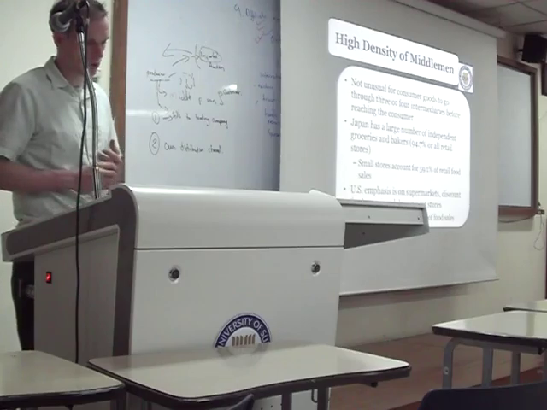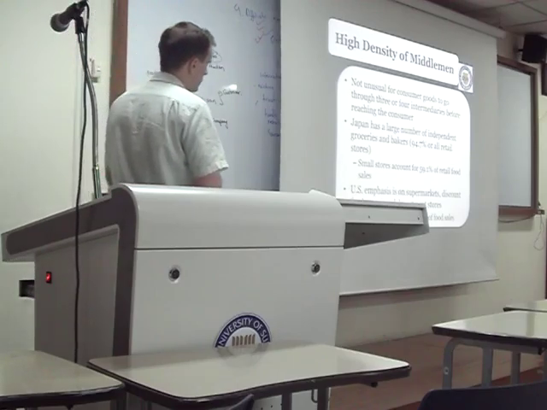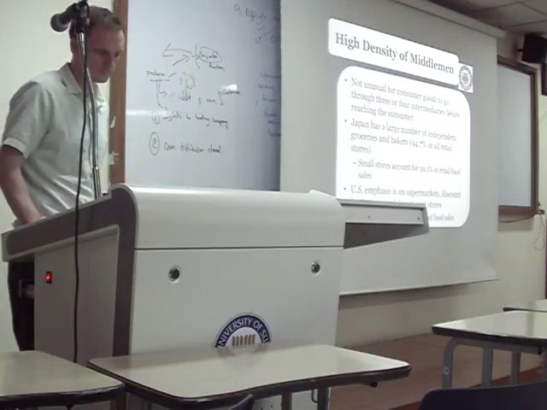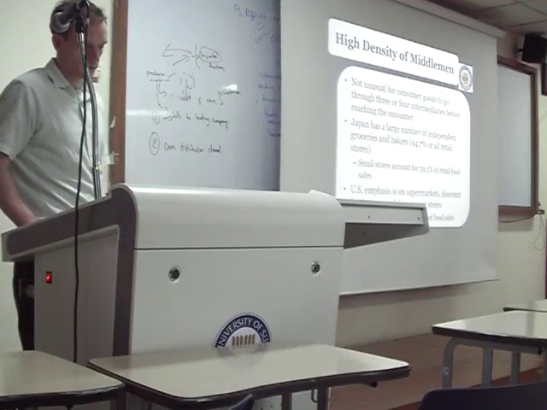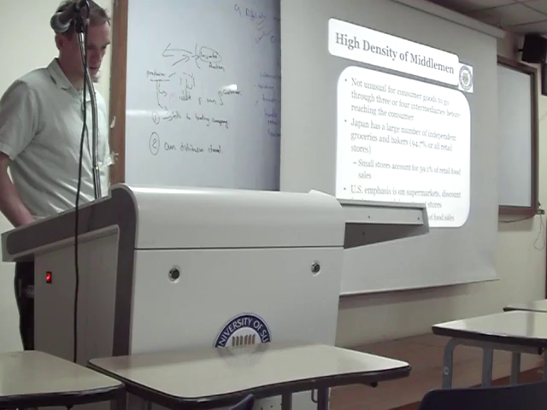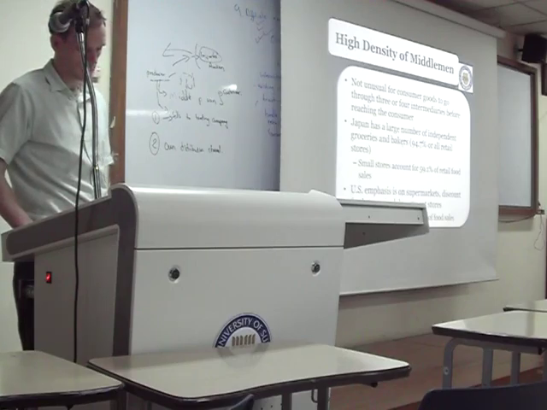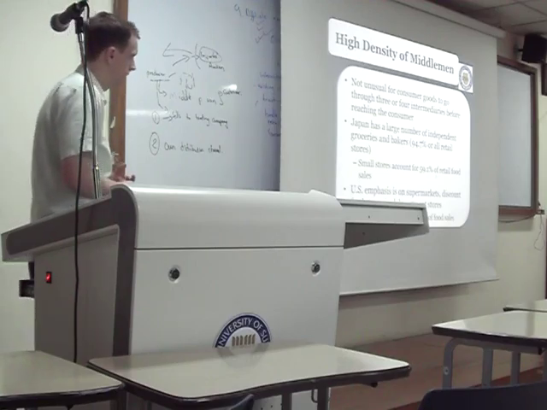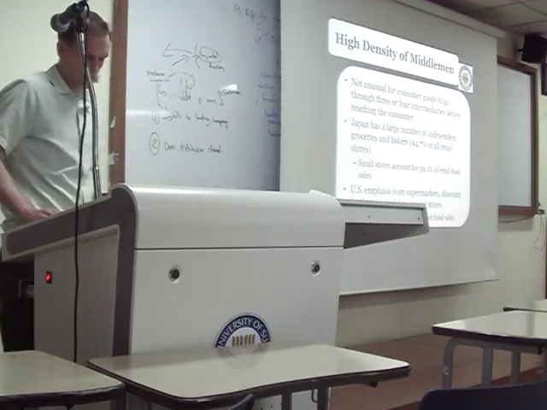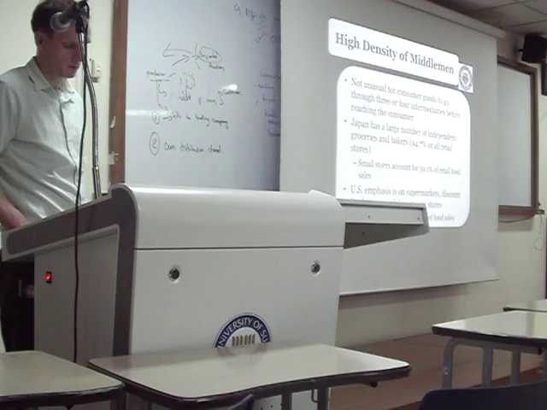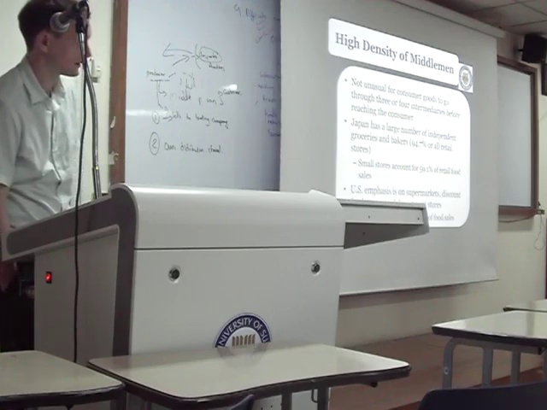In Japan, it's not unusual for the consumer goods to go through 3 or 4 intermediaries before reaching the consumer. So, for example, Japan has a large number of independent grocers and bakers, and small stores account for 59.1% of retail food sales. Okay. On the other hand, in the US, the emphasis is on supermarkets, discount food stores, and department stores. Small stores generate 35.7% of food sales.